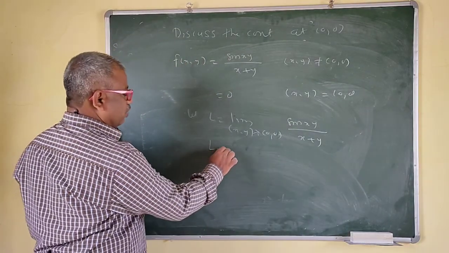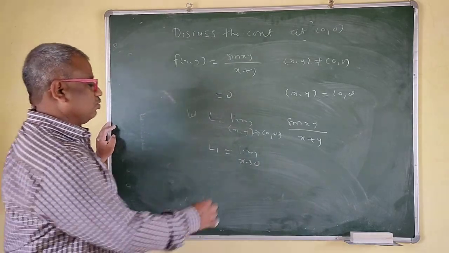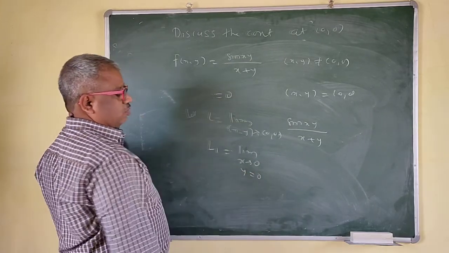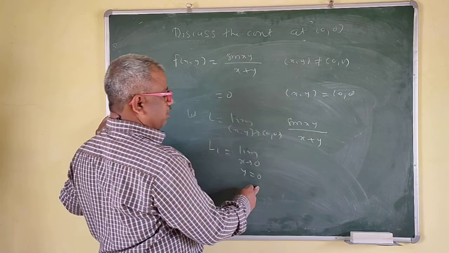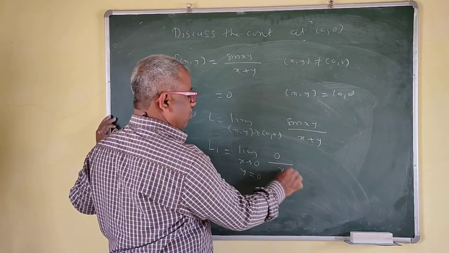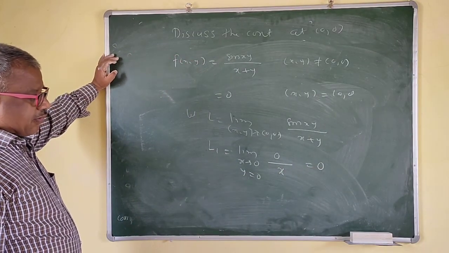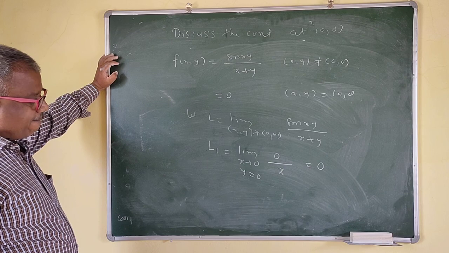Right, we'll take the L1, that is what? Limit along x axis now. Limit x tends to 0, y is equal to 0. So we'll take this. So 0, sin 0, y is equal to 0, sin 0 is 0, 0 upon x, so this is 0. Right, so now what do you have to do then?